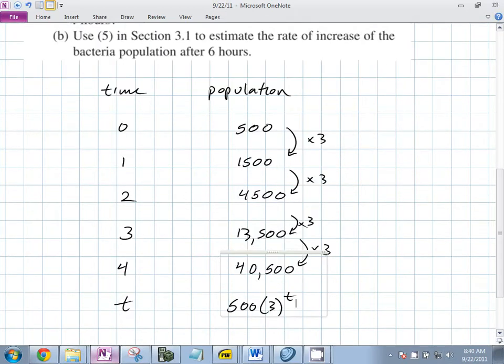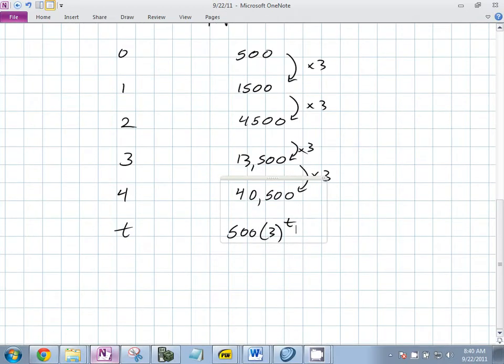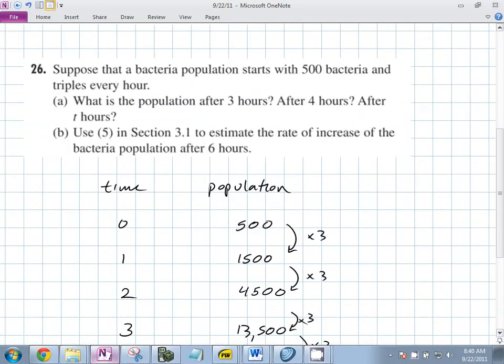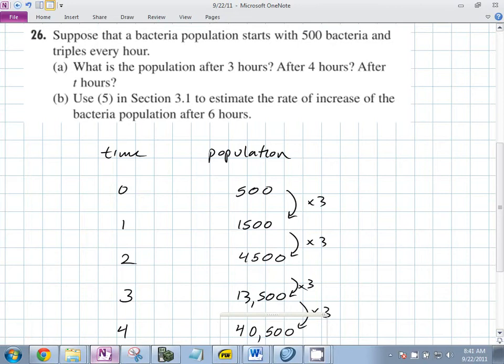Are we okay with that equation right there? Are you comfortable with that? That's the population after t hours, because what's 3 to the 0 power? 1. Use sections 5 and 3.1 to estimate the rate of increase of the bacteria population after 6 hours.